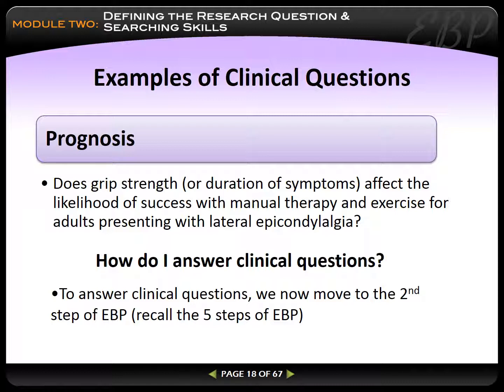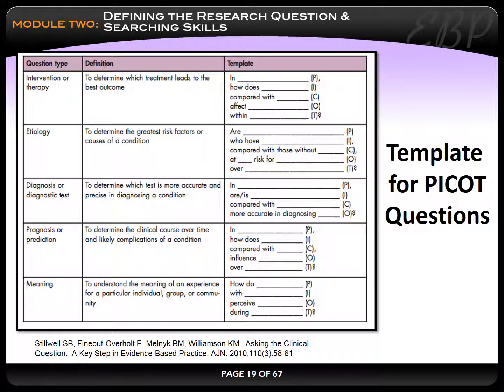So how do you answer clinical questions? We're going to go to the second part of Module 2, which will be based more on search strategies. Before we go to that, though, in the last slide, there is a table, which if you print it out, you can see it a little better than as a slide. It does have question types and definitions and the template for PICO. And we'll be doing some PICO development of questions on the discussion board.